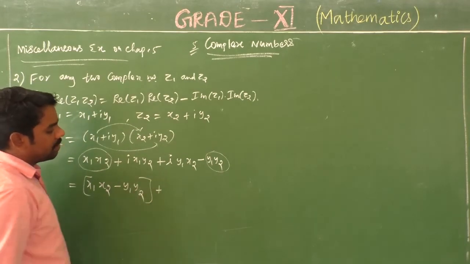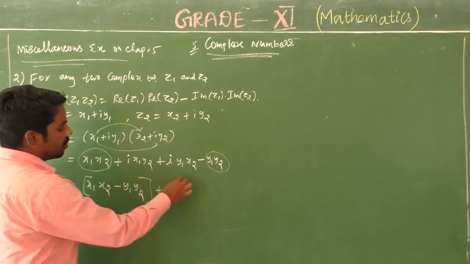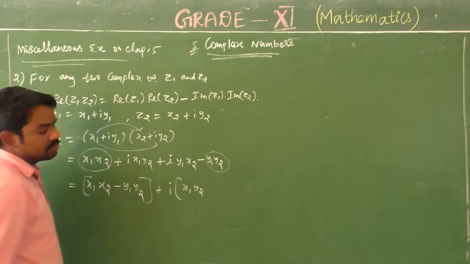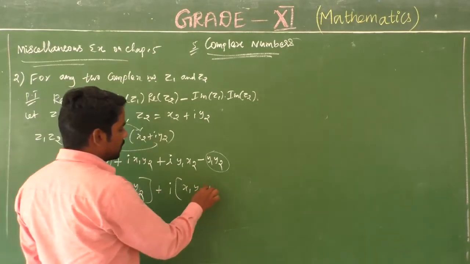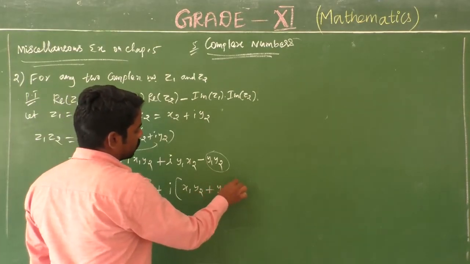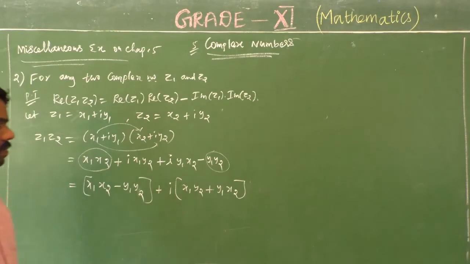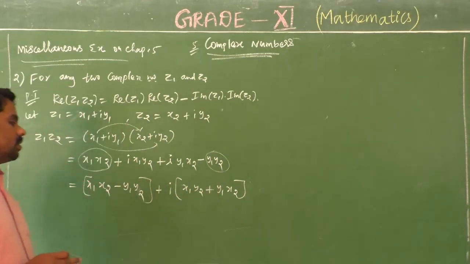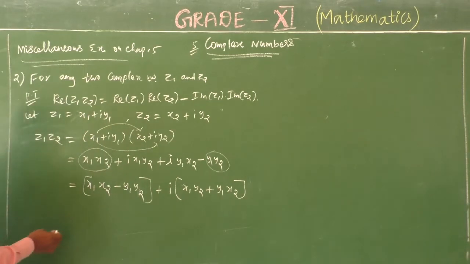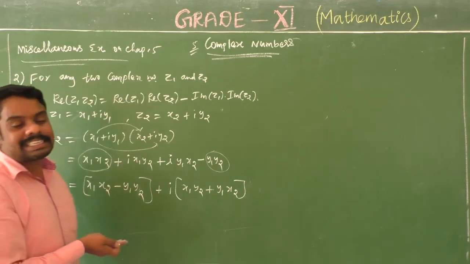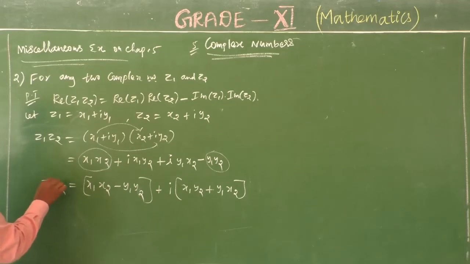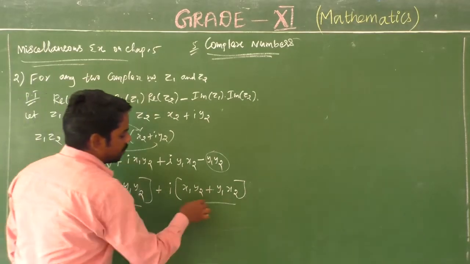i into, take i common in both terms, so i into x1 y2 plus y1 x2. Okay? x1 y2 plus y1 x2. Right. Next. Here, this is the standard form, that is the a plus ib form of z1 z2. This is the real part and this is the imaginary part. Okay?